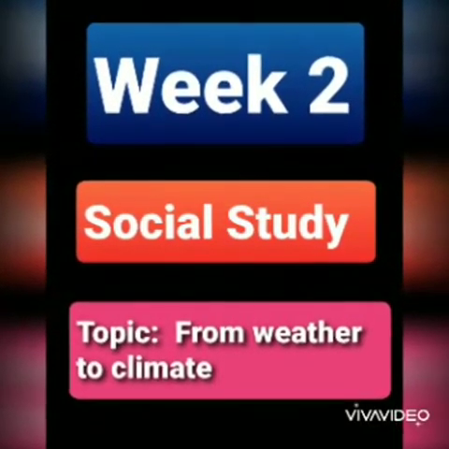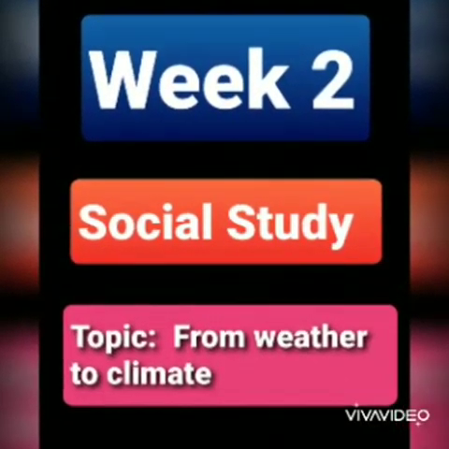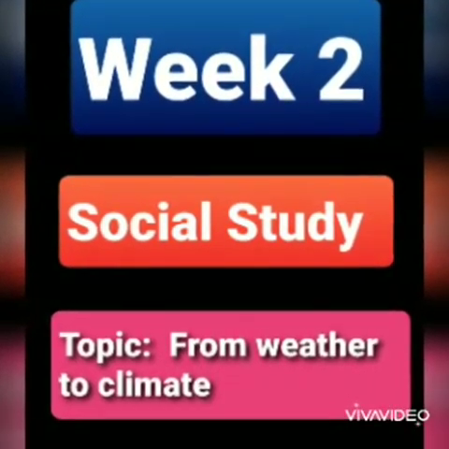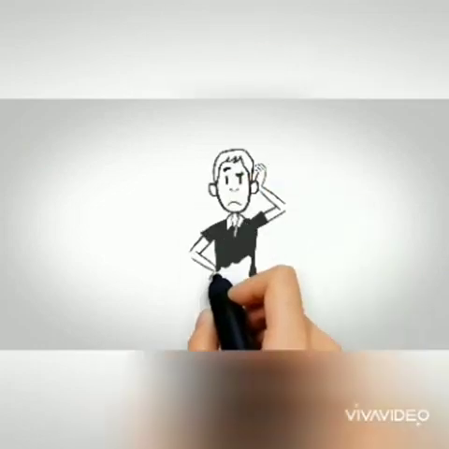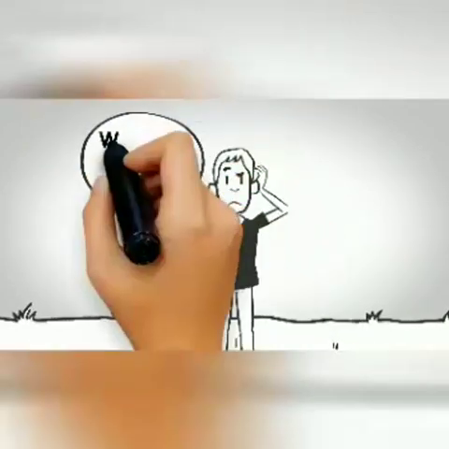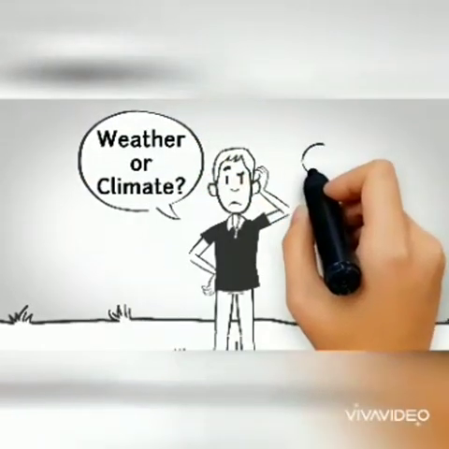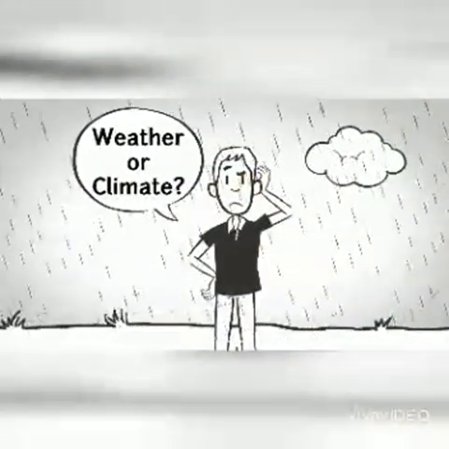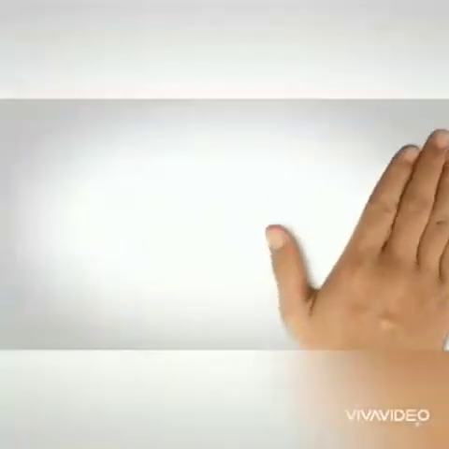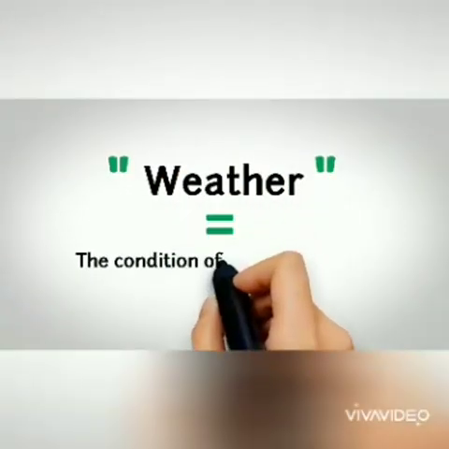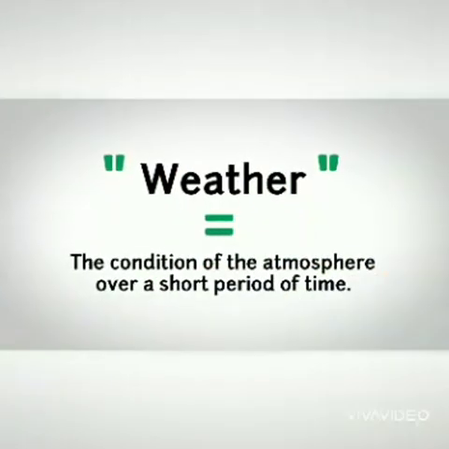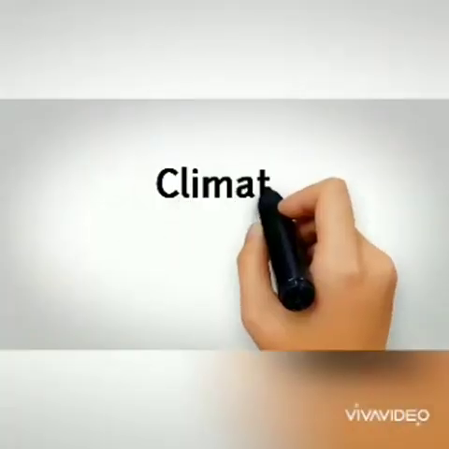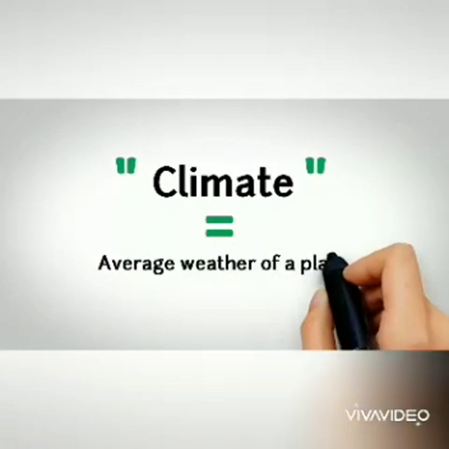Weather and climate are two similar words with very different meanings. As a result, many people end up using them incorrectly. Weather refers to conditions of the atmosphere over a short period of time, from minutes to days, while climate means the average weather of a place over a period of many, many years. Weather is what TV presenters forecast, like sunny, cloudy, windy, storm, etc.